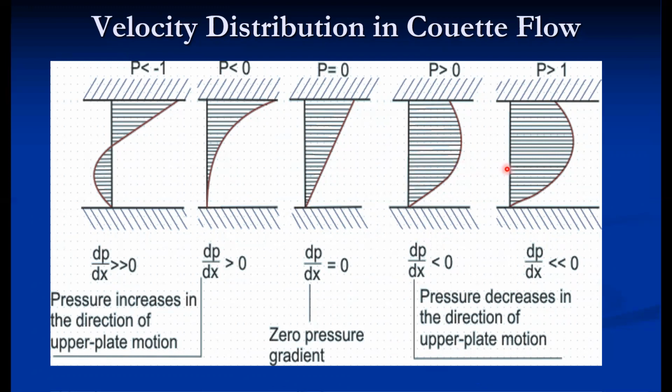So this is the way of profiling. In this particular case, the velocity at the upper boundary is not 0 because it possesses the plate velocity, unlike in fixed parallel plates. So these are the velocity profiles for different p values in Couette flow. Just a repetition, just the magnified way I have explained here.